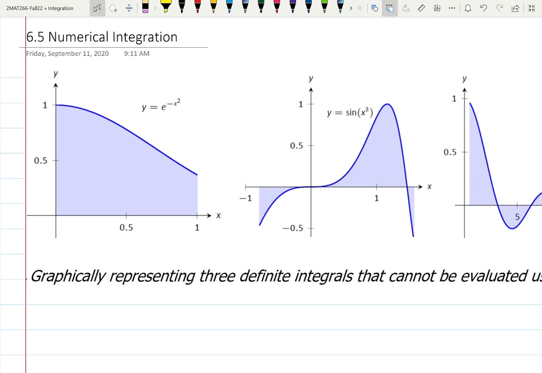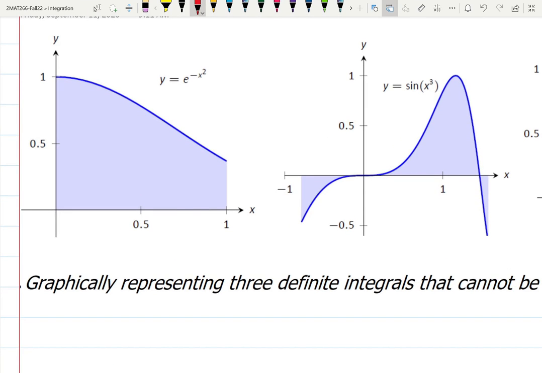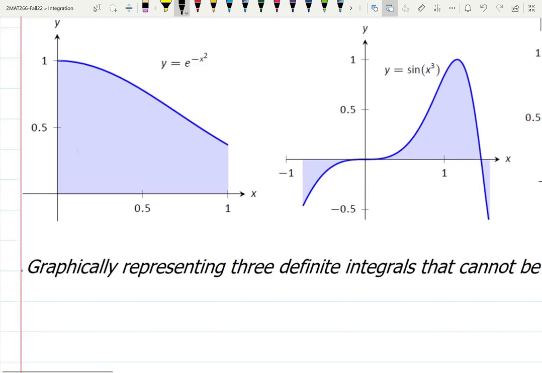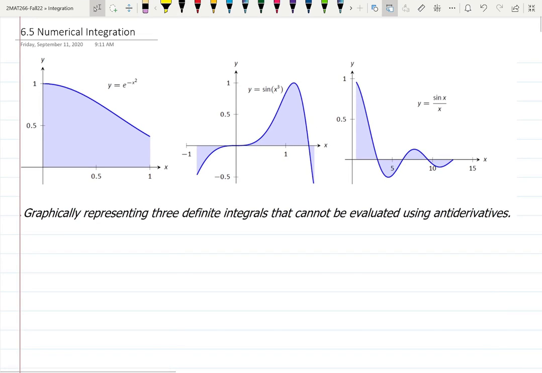Check this out. We will have several methods in this class, but there are so many more than that. So we will have, for example, the integral of this impossible function. Well, the function is possible, but there is no straightforward way to integrate it. Those are the functions that cannot be integrated. Check this out. Graphically represent three definite integrals that cannot be evaluated using anything. No exact answer exists in our class for these three. E to the minus x squared, sounds so simple. Sine x cubed, sine x over x. Sine x over x, how hard was that? Somehow, you see, you cannot do it.